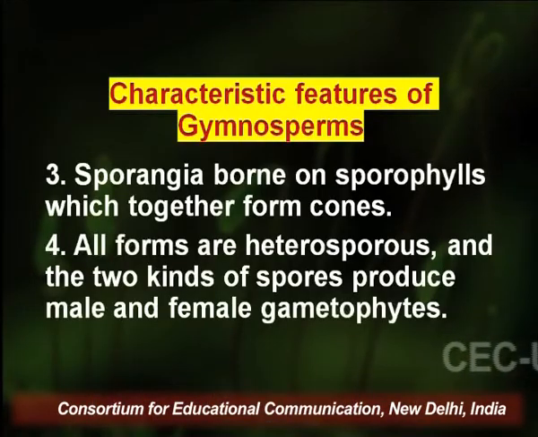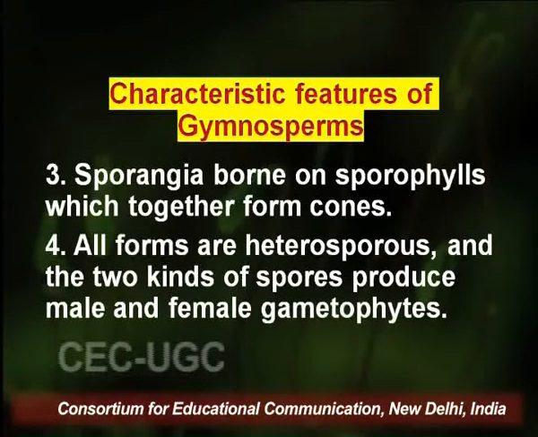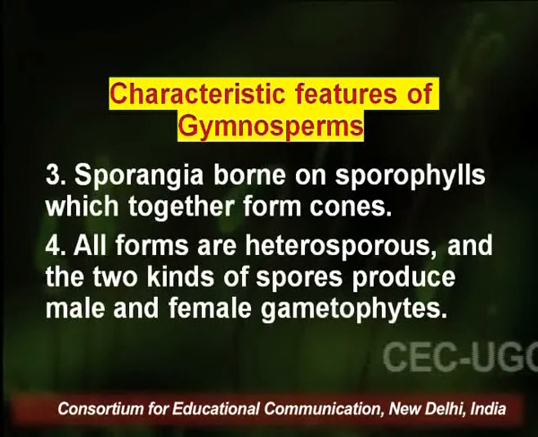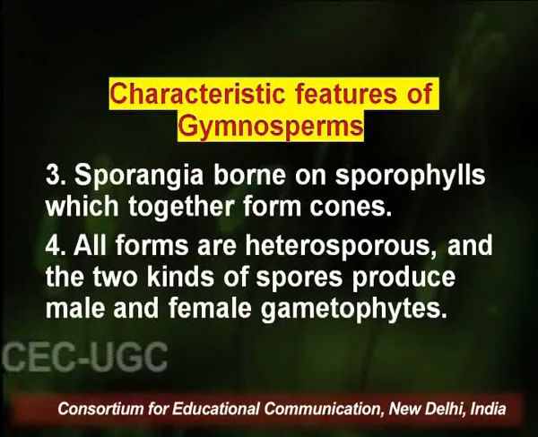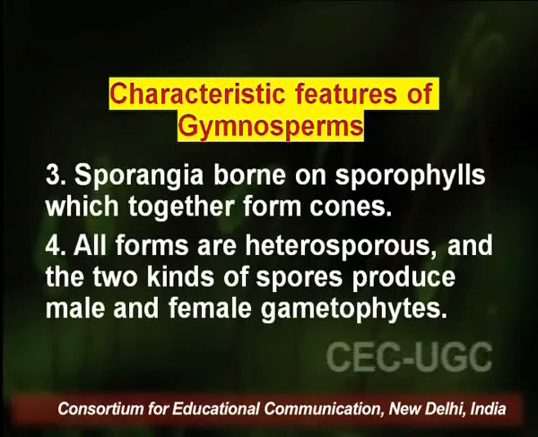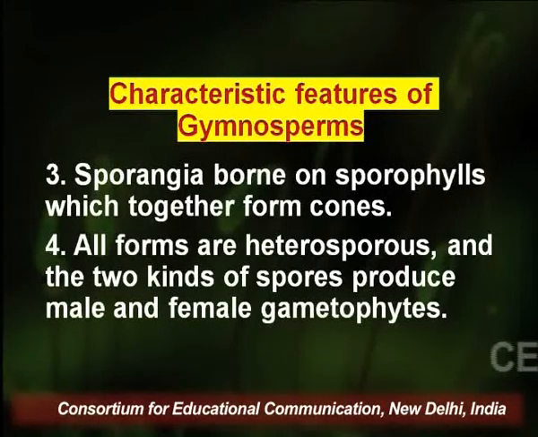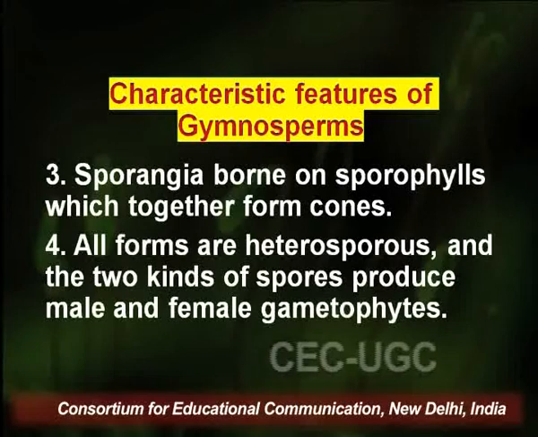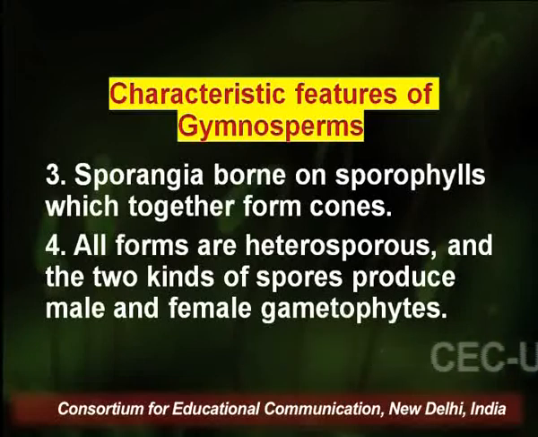As far as sporangia is concerned, it is one structure which bears all the spores. It could be microspore or it could be megaspore. They are borne on a structure called sporophylls, and the clusters of these sporophylls together form cones. All the different types of cones are heterosporous, and the two kinds of spores produce male and female gametophytes separately.